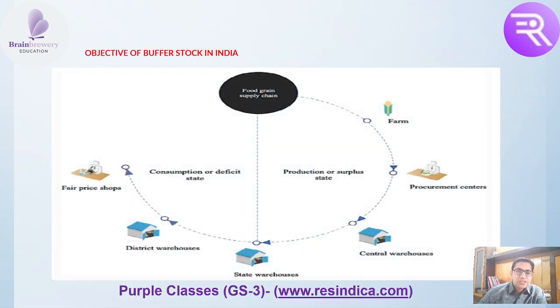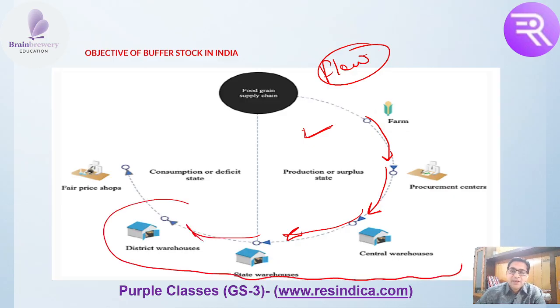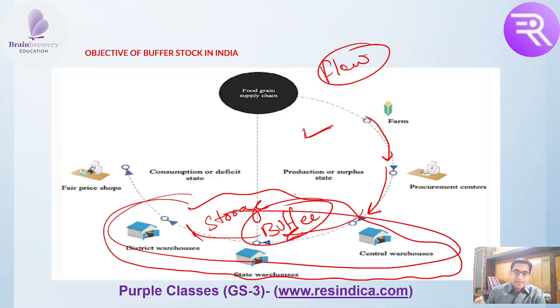Okay, so we have already discussed this, because I am keeping this picture again and again so that you remember the flow in a different way. From farm to procurement center, from procurement center to central warehouse, to state warehouse, to district warehouse, all these places, storage will happen. The buffer will be created at all these three places.